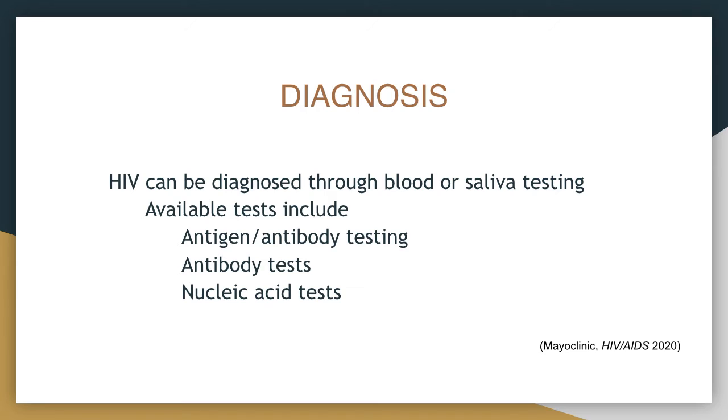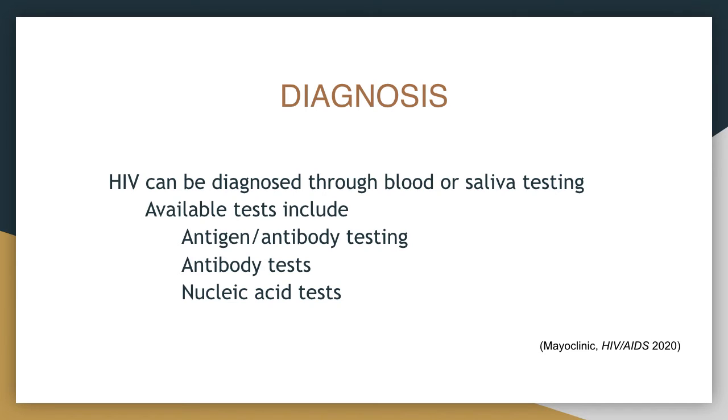How can you be diagnosed with HIV? HIV can be diagnosed through blood or saliva testing. Available tests include the antigen antibody test and nucleic acid test. The antigen antibody test usually involves drawing blood from a vein.